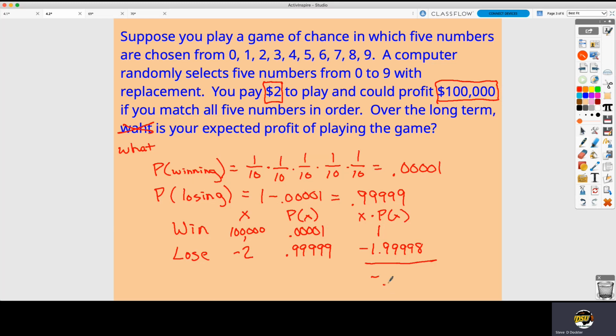We would get a negative 0.99998. Now what does that mean in real terms? You are expected to lose $1 every time you play, because what is this talking about? This is talking about money here. This is not a percentage here. This is talking about money. So you would be expected to lose $1 every time you play.